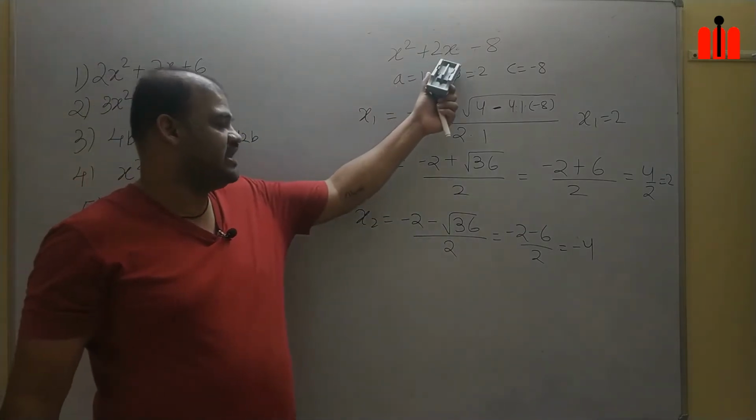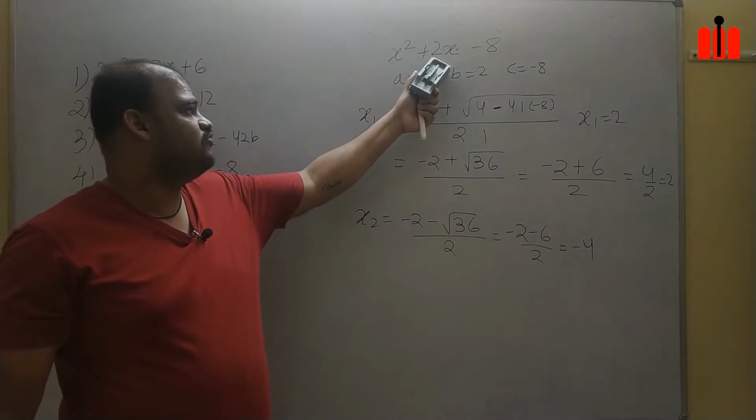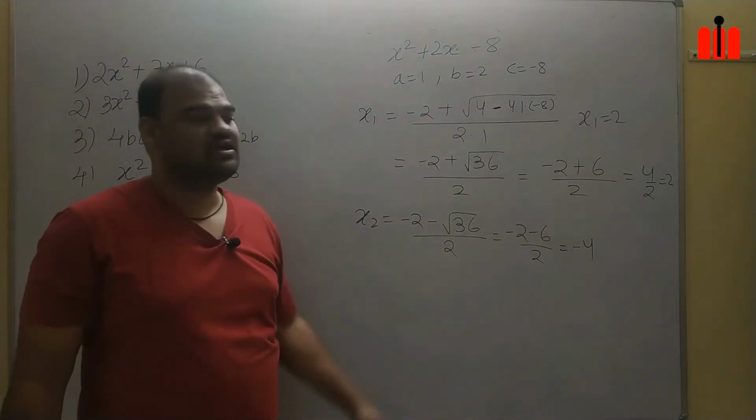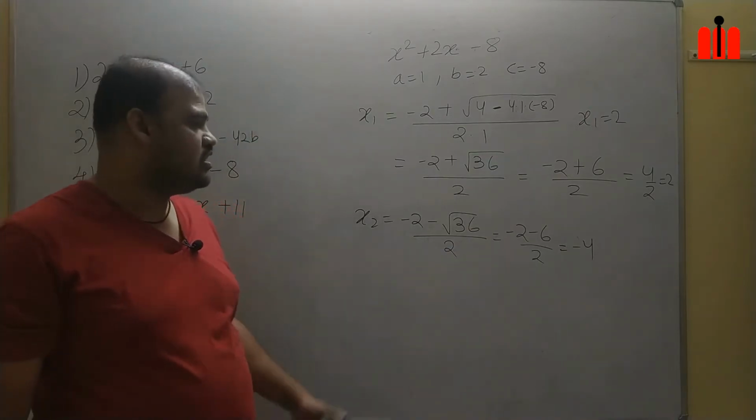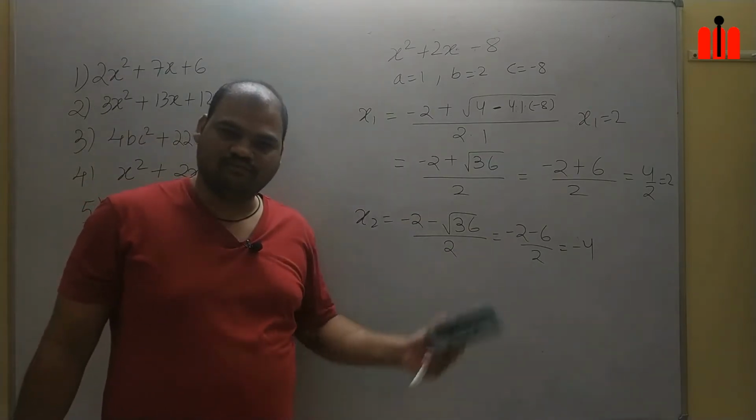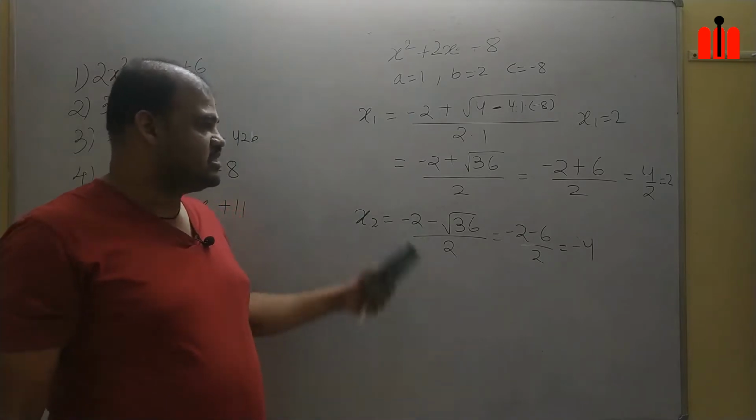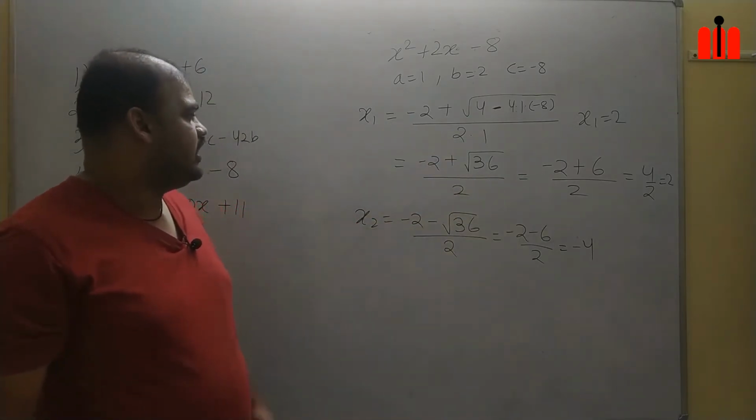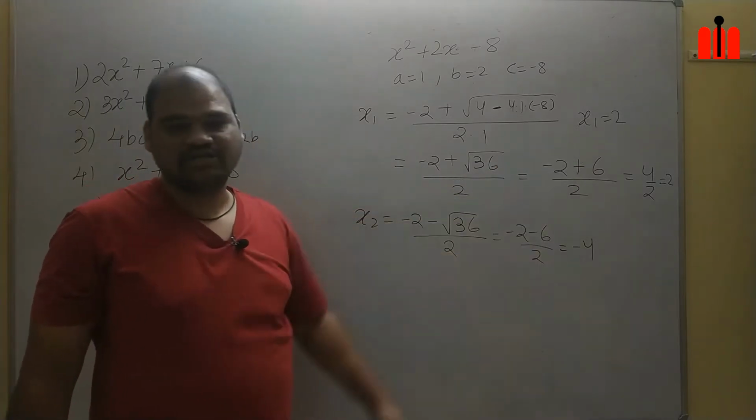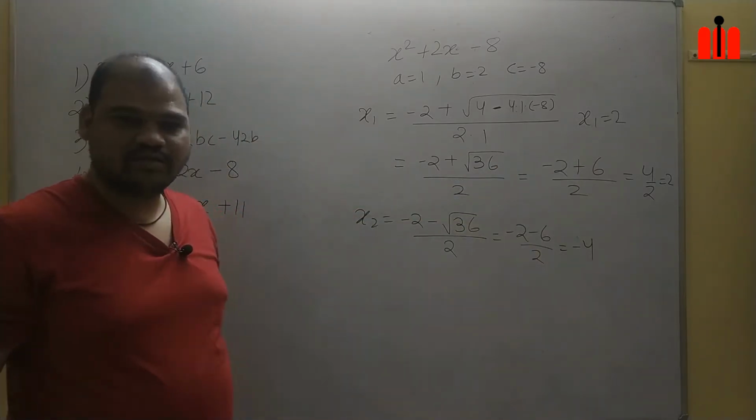If you do it by splitting the middle term, you can write 2x as 4x minus 2x, and you can do it that way also, or you can apply this formula as well. This formula is a bit easy. So x1 has the value 2 and x2 has the value minus 4.